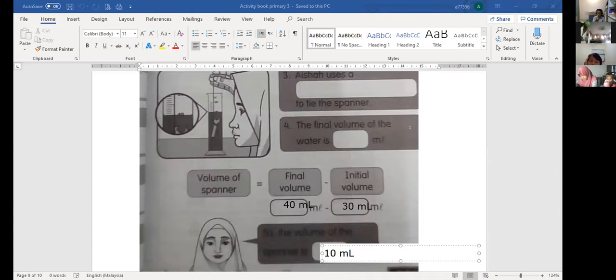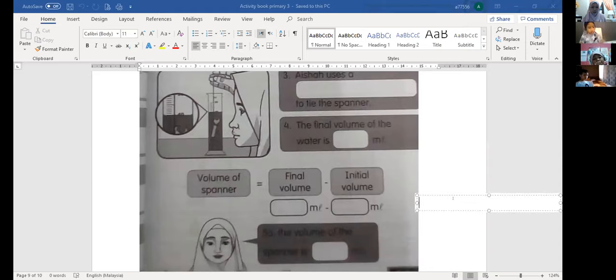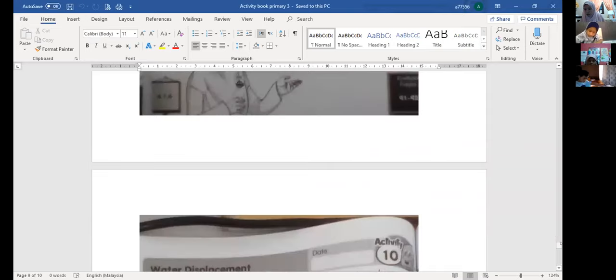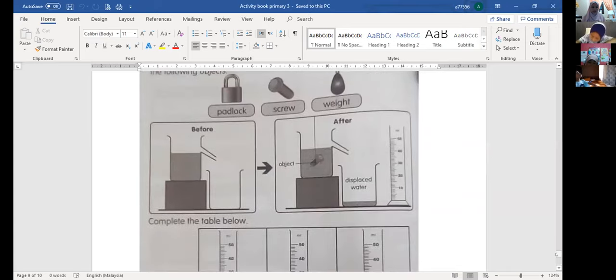Okay, is everybody done? Teacher wants to proceed to the last page. Done. Okay, let's proceed. This one is the last question and the last page. Then we will end our lesson.